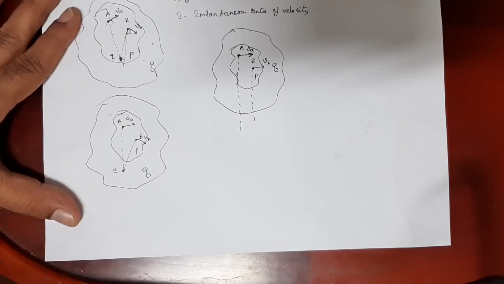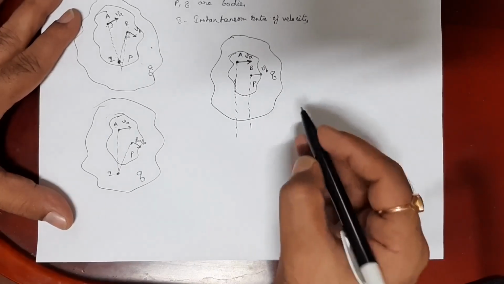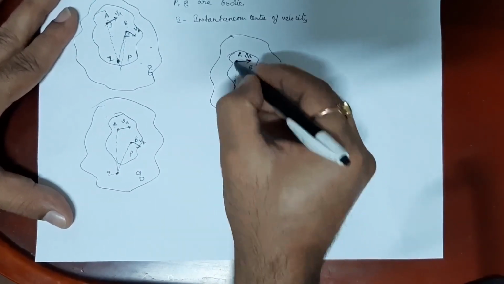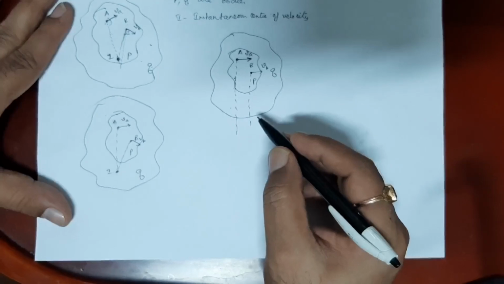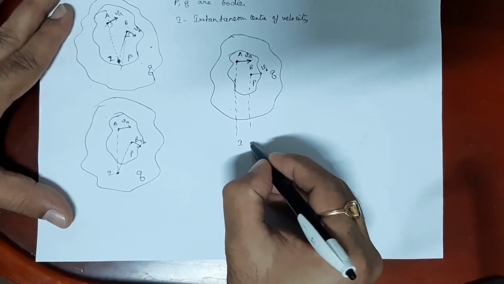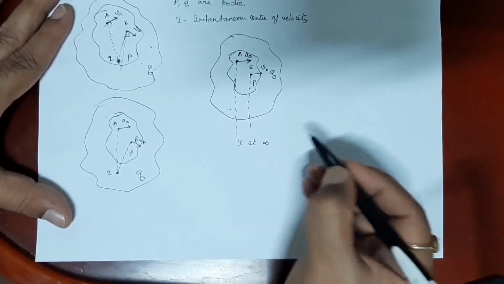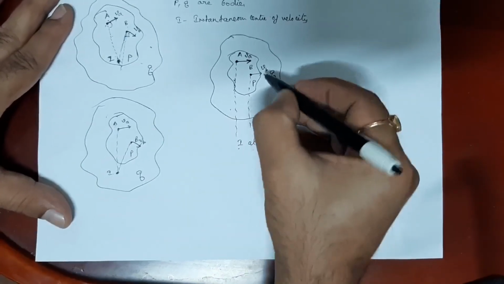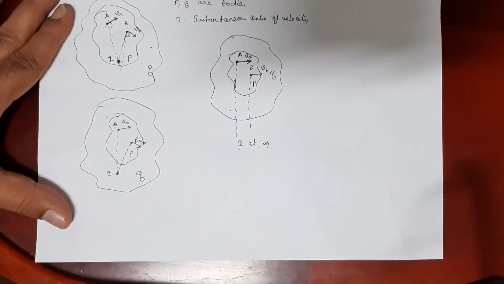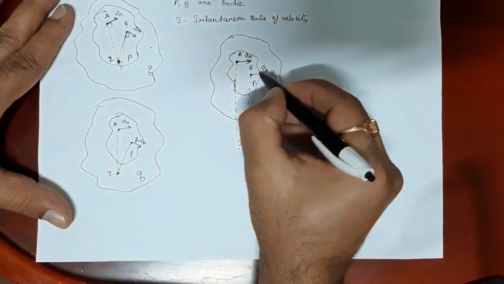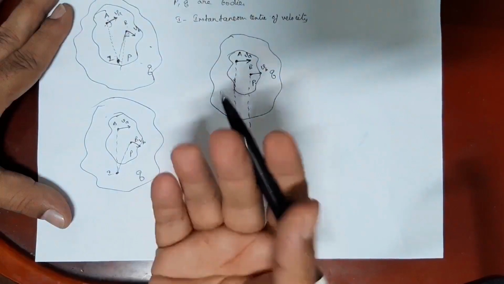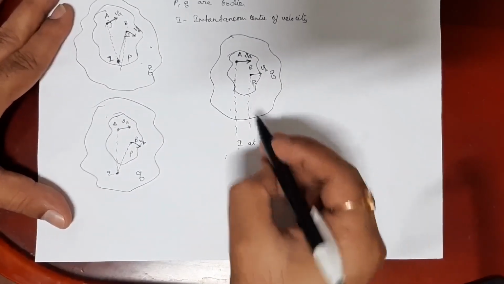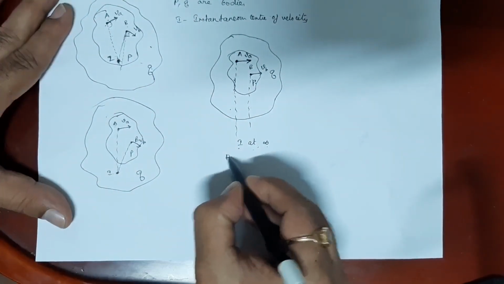Now what will happen here? The two lines are not meeting, not intersecting each other, so you can say the instantaneous center I is at infinity. The meaning of the instantaneous center of bodies P and Q being at infinity is that the body is not rotating. The body P is in pure translation.